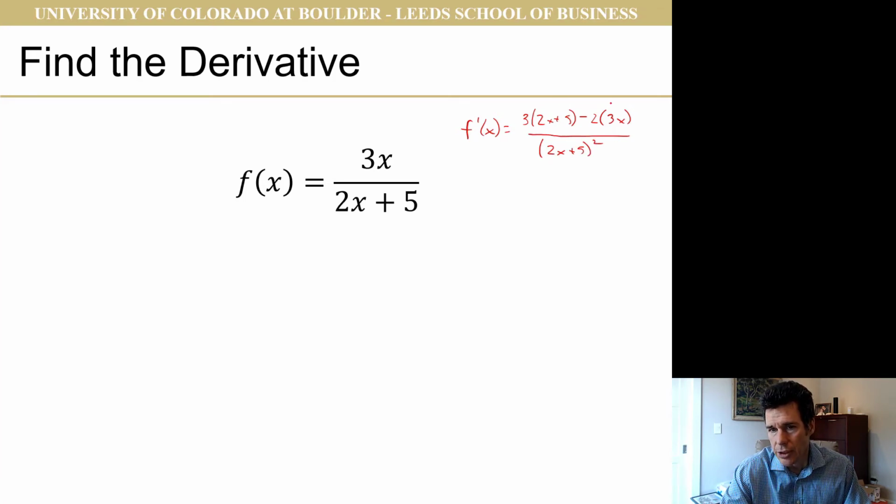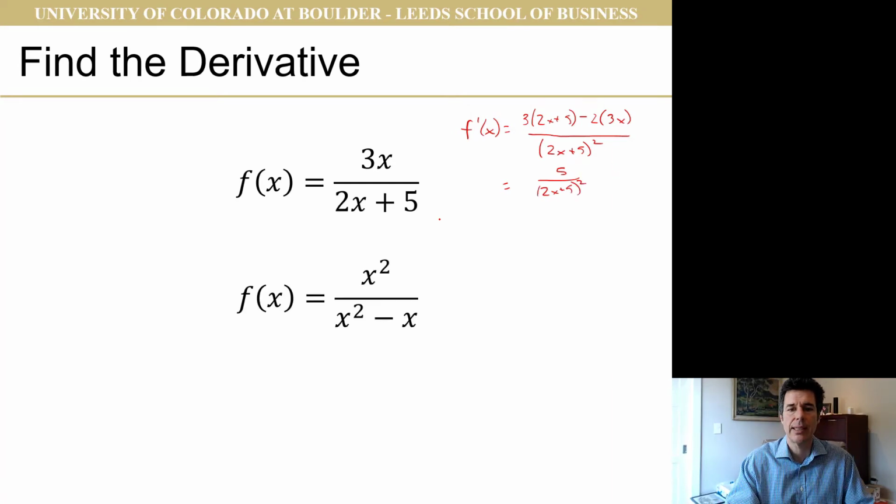Now, you can see here, this simplifies a little bit. You've got a 6x in the first term minus 6x in the second term, so we can do a quick simplification and get 5 over 2x plus 5 squared. Of course, you don't need to do that step. Next one, f of x equals x squared divided by x squared minus x.